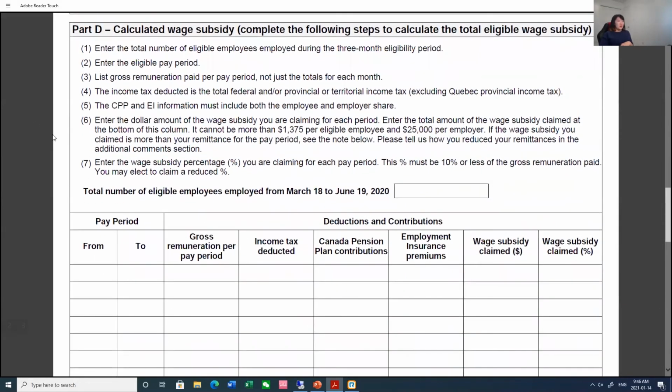The next part is the most important part of this form, where we have to report the calculated wage subsidy. I will go through each section with you. The first part we have to do is identify the total number of eligible employees employed between March 18th to June 19th of 2020. Just put the total number of eligible employees right in this box here.